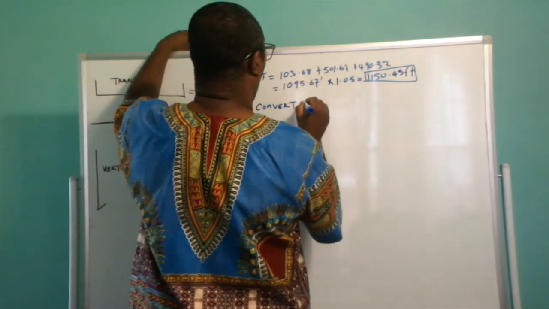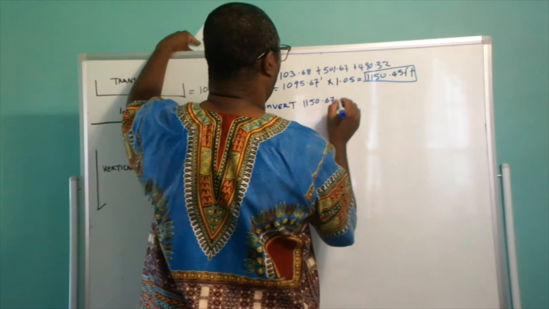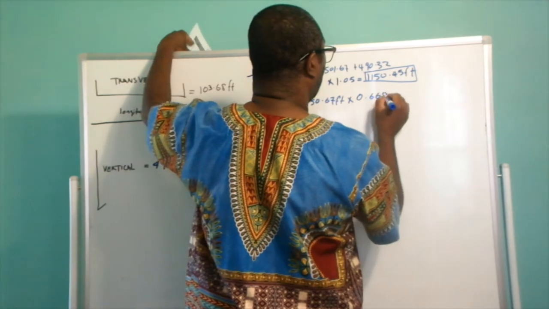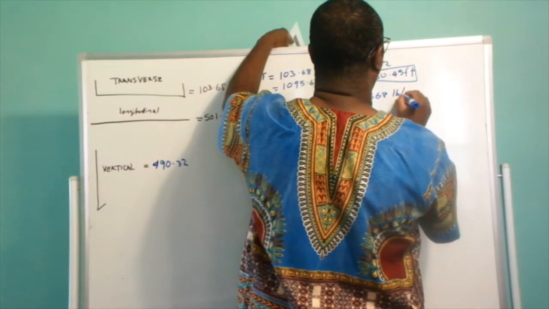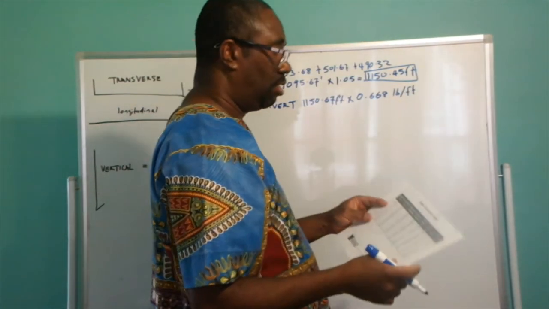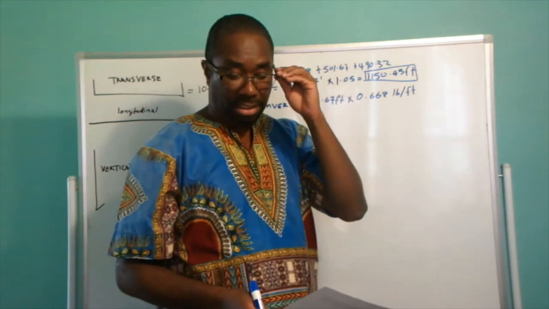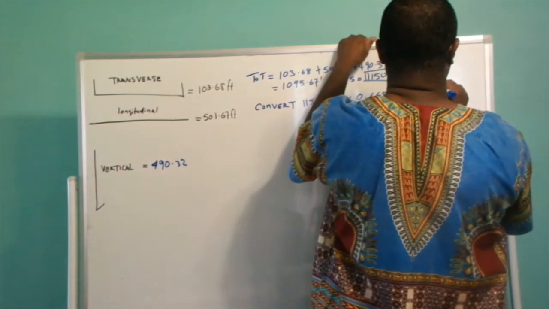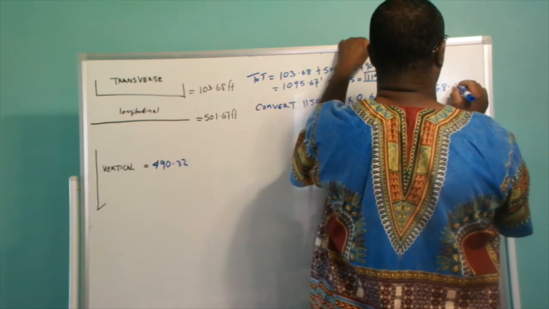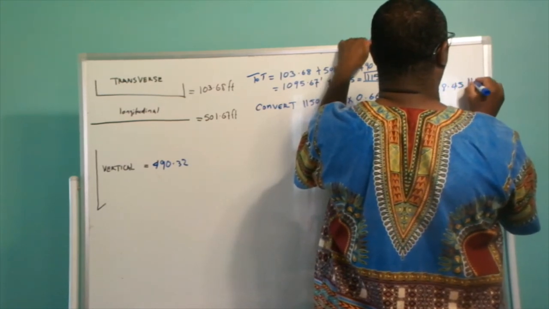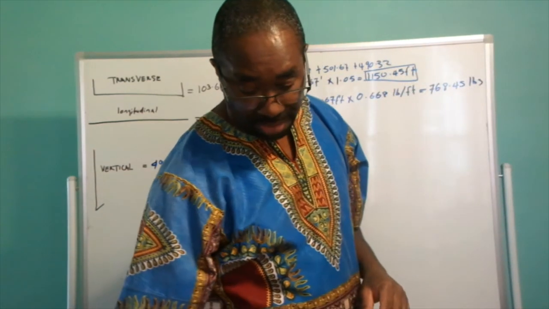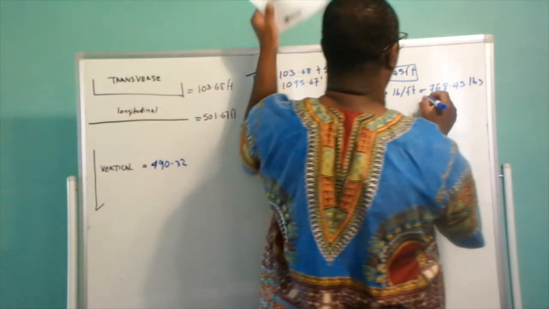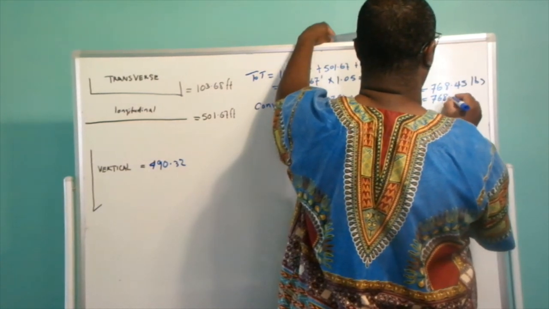So we have to convert 1150.45 feet to pounds by multiplying by 0.668 pounds per foot, right? So when you multiply that, the result is going to be 768.45 pounds, or you can round this up to, let's say, 768.50 pounds.